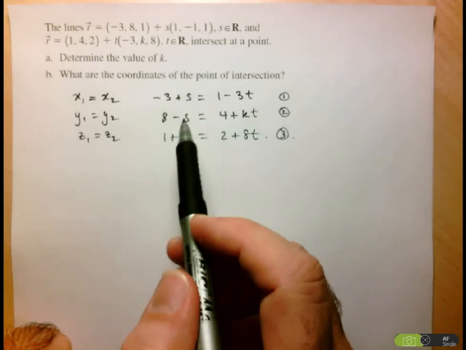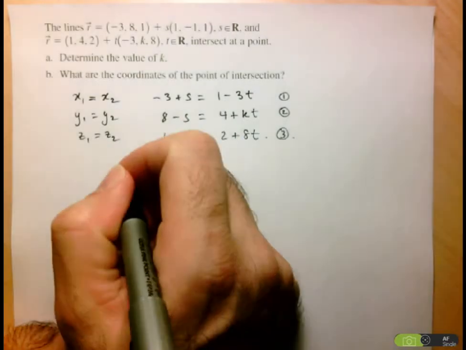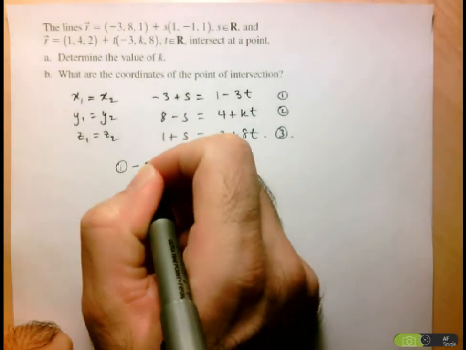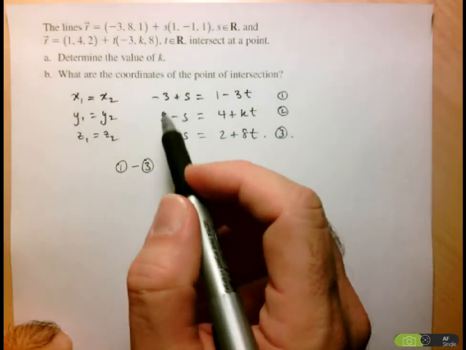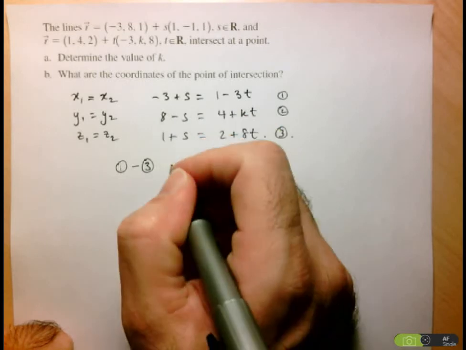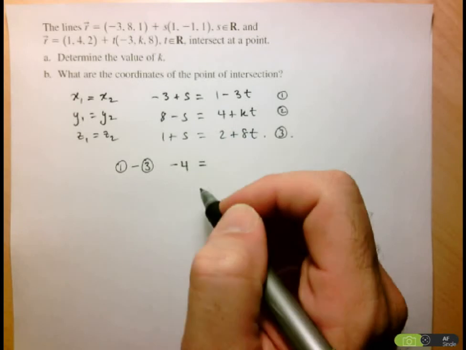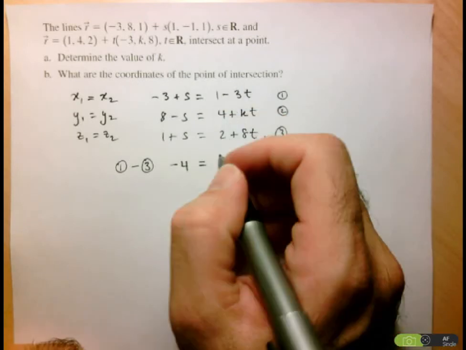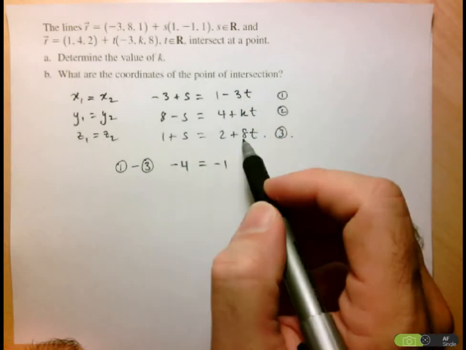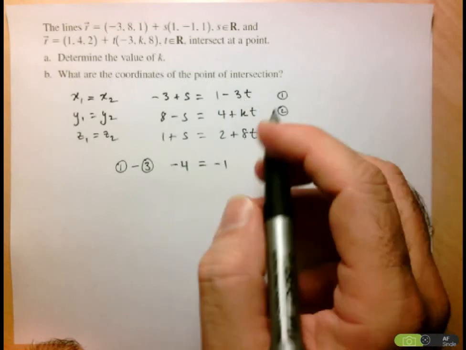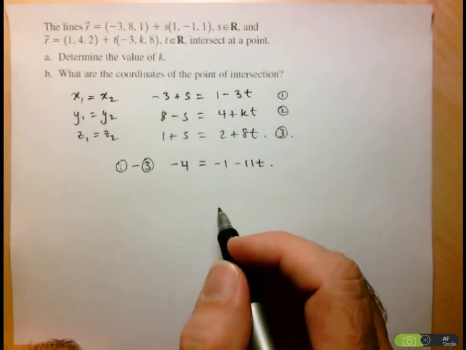So here I notice that there's an s in both equations 1 and 3. So if I subtract 1 by 3, I can eliminate the s variable. So here let's do that. -3 minus 1 is -4. S minus s is equal to 0. So I've eliminated that variable. Here 1 minus 2 is equal to -1. And then -3t minus 8t is equal to -11t. And so now I can solve for t.